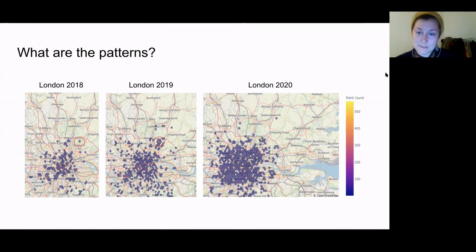In London, it's the case for Epping Forest, where we can see that while in 2018 there weren't so many observations, in 2020 it's actually the place with the most observations. And also, looking at the next slide, please.